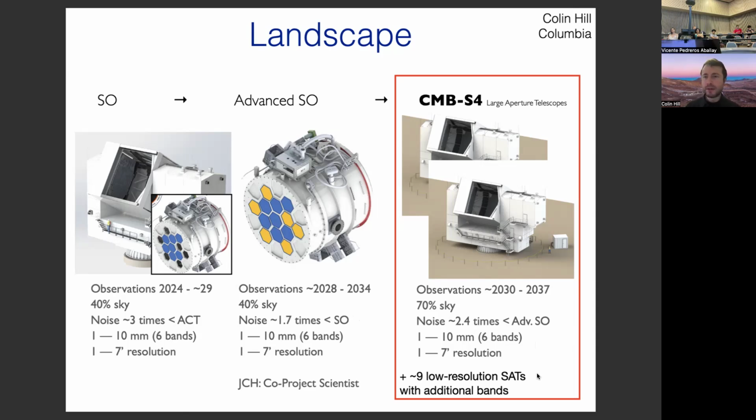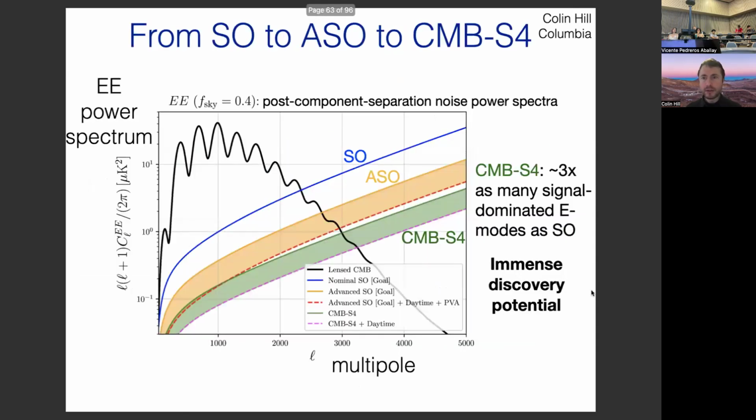I haven't talked very much about primordial gravitational waves, but a major part of these projects is also to look for B-mode polarization from inflationary gravitational waves, and I can certainly tell you more about that if you're interested.